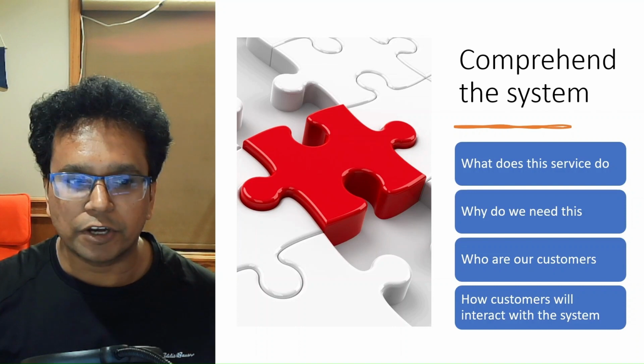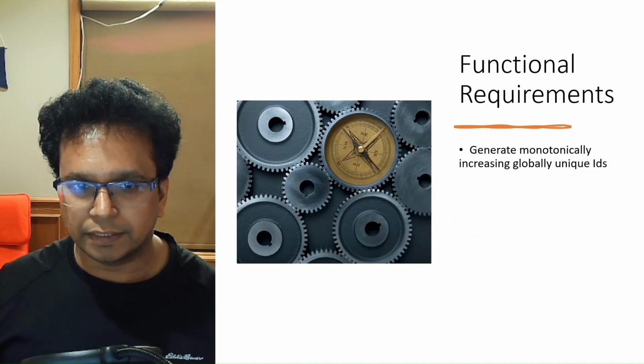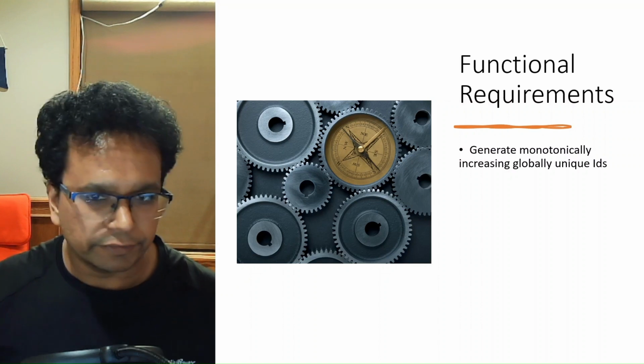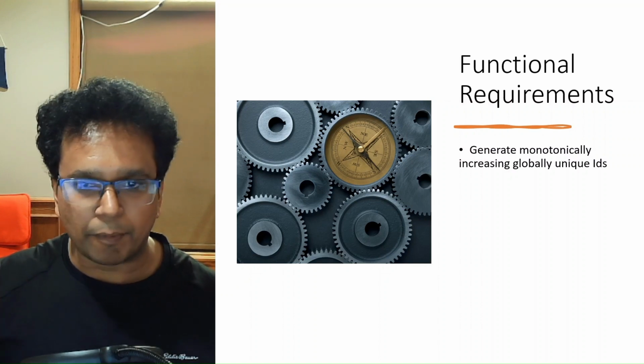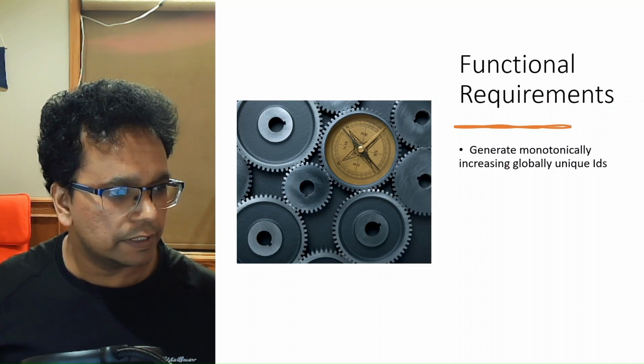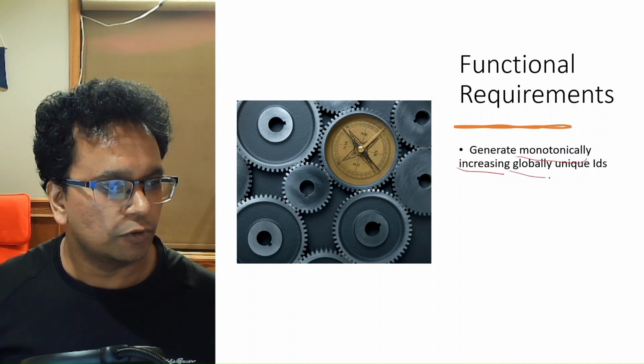And our functional requirement is to generate monotonically increasing globally unique identifiers. So if we look carefully, we have two sub-requirements of the system. The first one is that we have monotonically increasing, and the second one is globally unique.